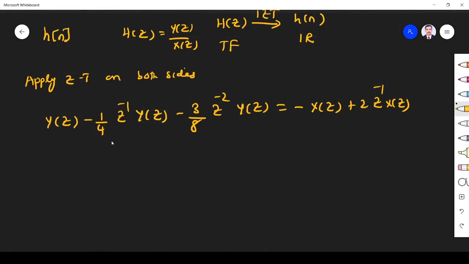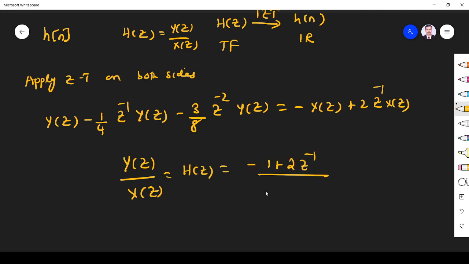So you simplify this, take Y of z common on one side and X of z common on the other, and what you get is Y of z divided by X of z, which is equal to H of z, the transfer function, equal to minus 1 plus 2z inverse divided by 1 minus 1 by 4 z inverse minus 3 by 8 z power minus 2. This is our transfer function.